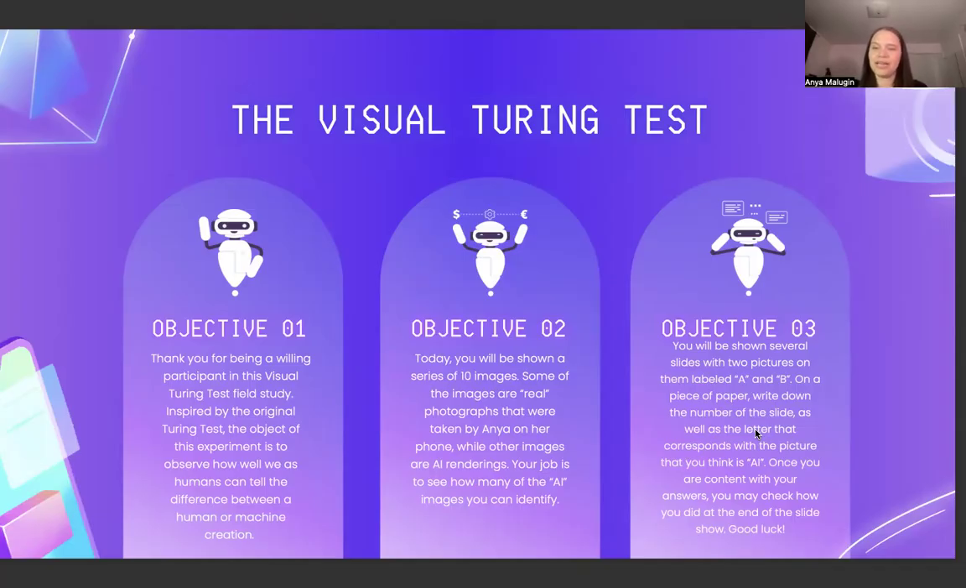You will be shown several slides with 2 pictures on them labeled A and B. On a piece of paper, write down the number of the slide as well as the letter that corresponds to the picture that you think is AI. Once you are content with your answers, you may check how you did at the end of the slideshow. Good luck. You may notice that I worded the instructions very intentionally not to reveal exactly how many pictures are real photographs and exactly how many of the 10 images are AI renderings. And this will become important at the end of the experiment.